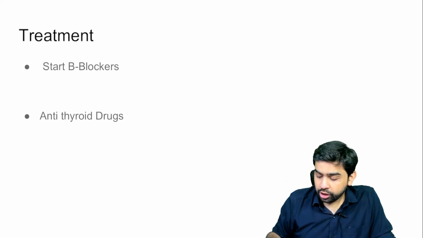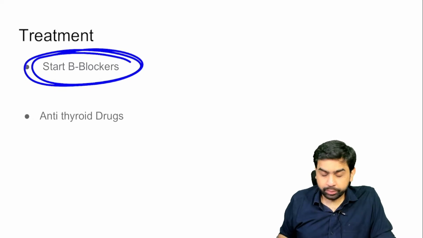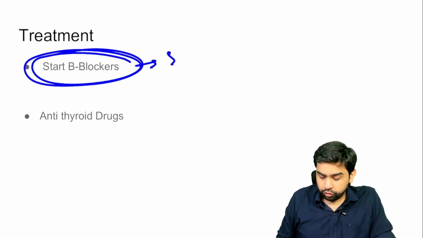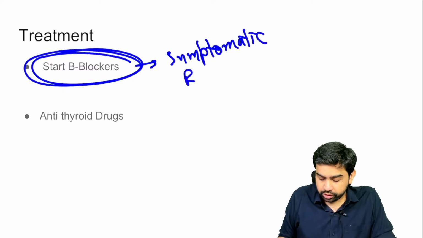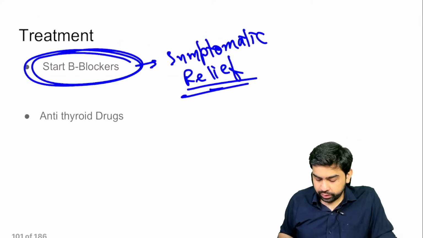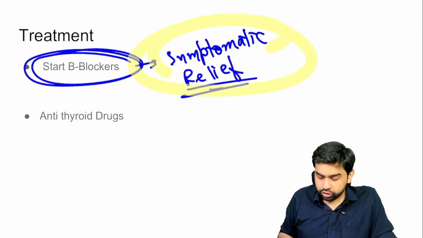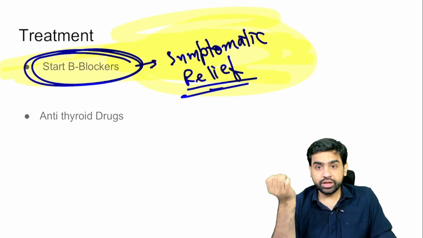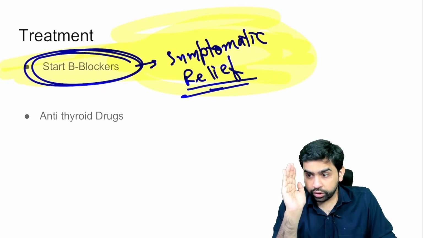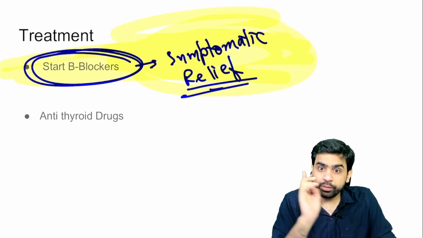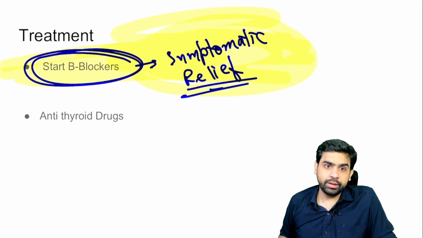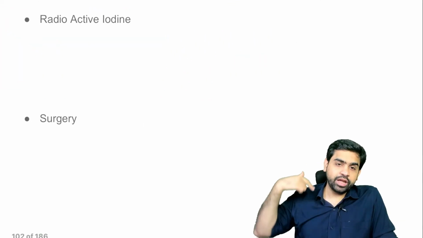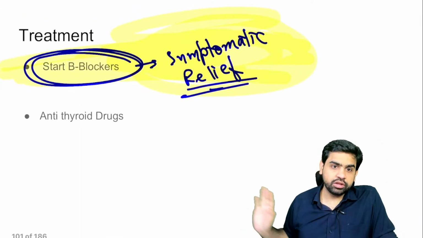What about the management? The first thing is, yes, you're going to start the patients on beta blockers, because this is what is going to give you symptomatic relief. Please try to understand, this is something which you're going to do in every patient. If they tell you that you have a patient with Graves' disease, how are you going to start the management? The first thing you do is start the patient on beta blockers. Then you have anti-thyroid medications, radioactive iodine, and surgery. These are the three options which you have.